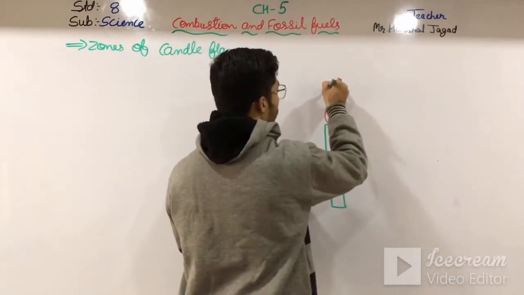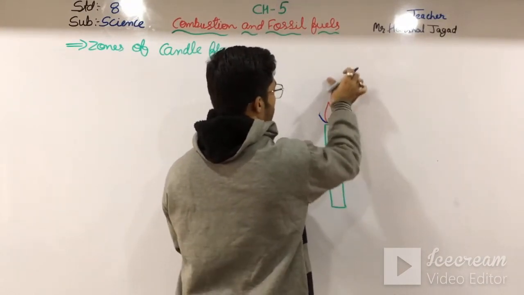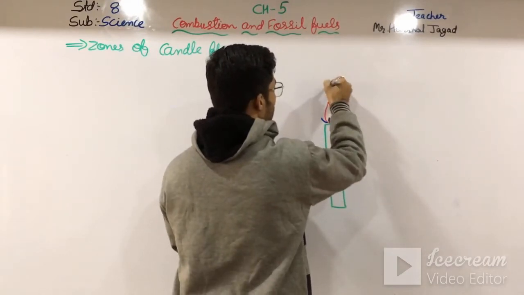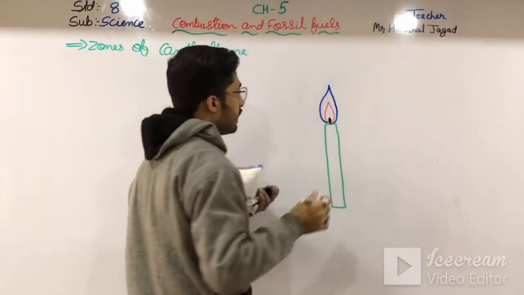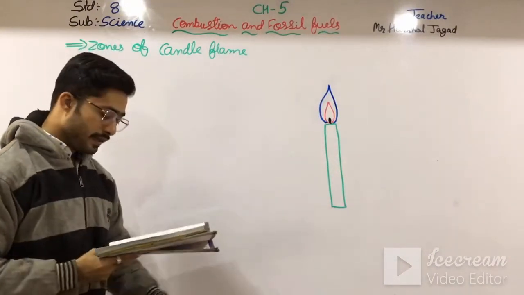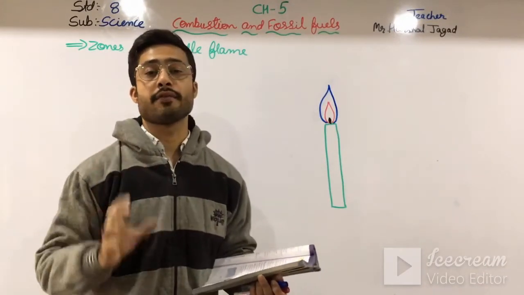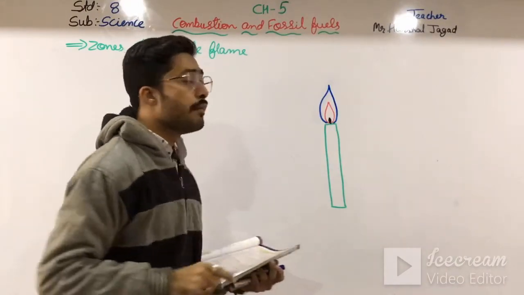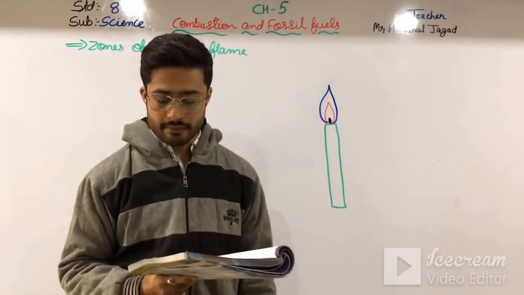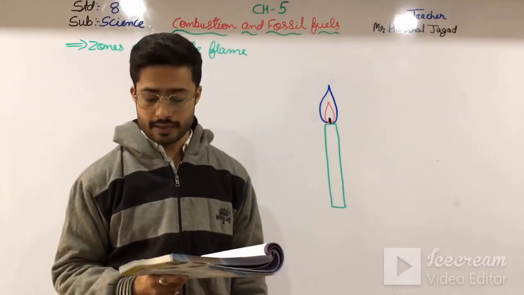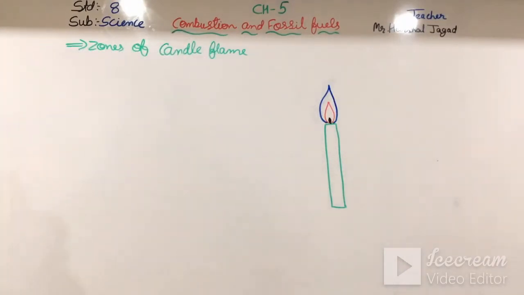And then comes the outer zone, that is the blue zone. So this is the blue zone, which is the outer zone. But why is it blue? Because here there is a sufficient amount of oxygen, so there is a blue flame. It is the hottest part of the flame. In this zone, the wax vapors have enough oxygen to burn completely. This zone emits very little light. So these are the three zones.